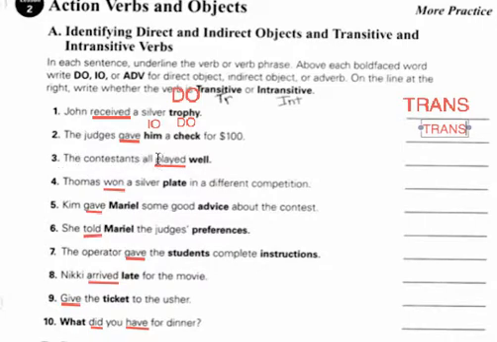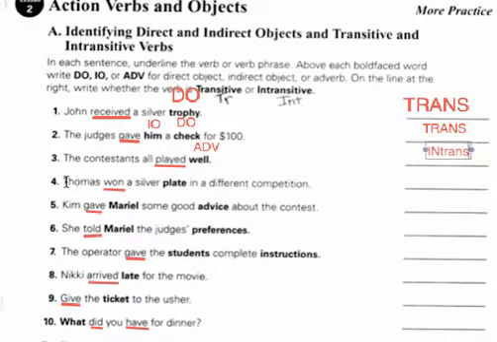Number 3, the contestants all played well. Played what? Well does not answer the question what. It answers the question how. How did they play? Do you remember what kind of a word answers the question how? An adverb. That's right. So we're going to label this ADV. It's an adverb. And because there is no direct object here, we're going to label this one intransitive.